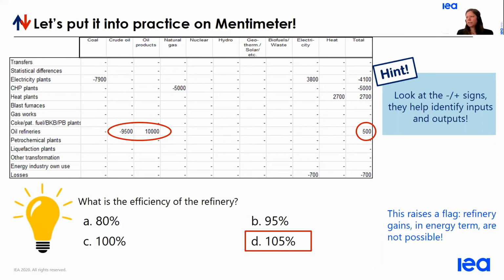So as is mentioned in this slide, this would raise a flag because we show refinery gains in energy terms, which is not possible. So this is something we would go back to the data provider or first check in our data if we didn't make a mistake, for example, in the conversion factors.